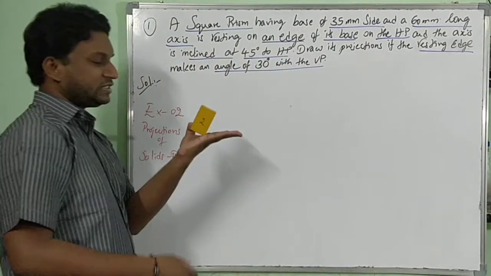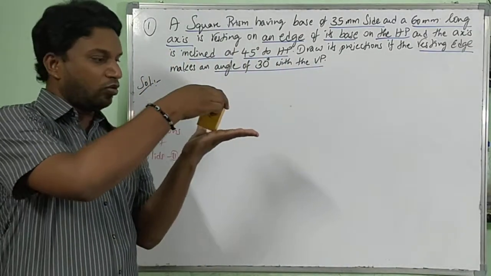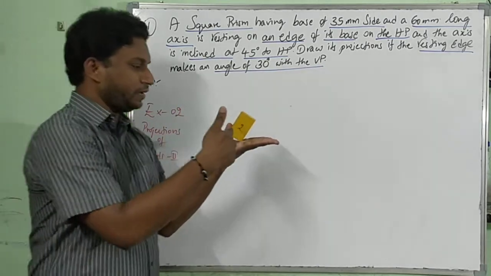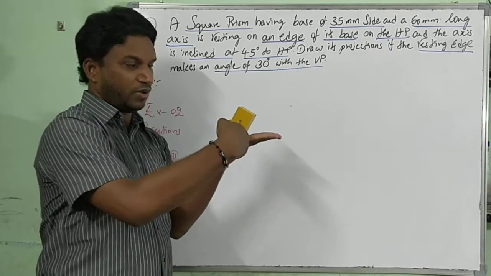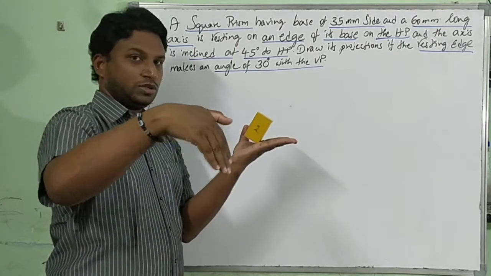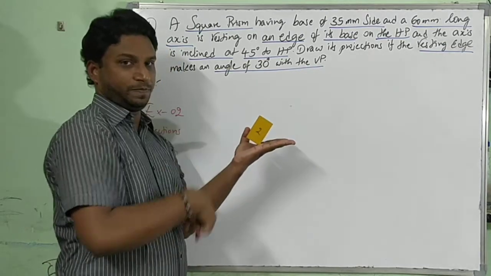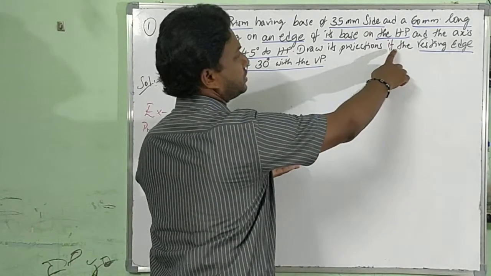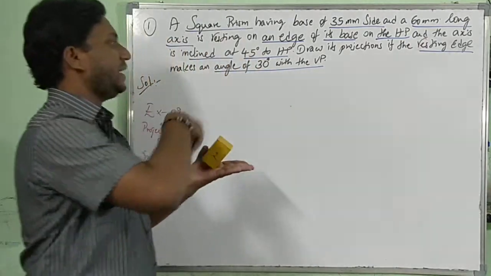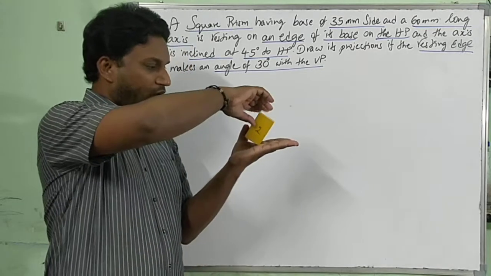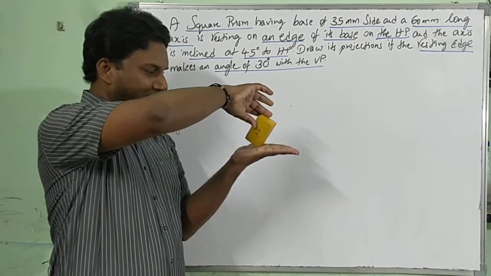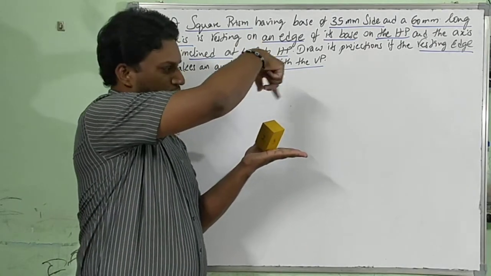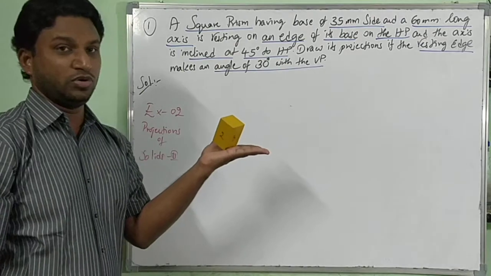Resting edge. What is the resting edge? One edge. Now, whatever position I am showing you, the resting edge is here, like this, vertical towards you. That means 90 degrees with the VP. But he is asking, draw the projections if the resting edge makes an angle of 30 degrees with the VP. Whatever the resting edge is there, I am rotating it in the clockwise direction such that from the top view, you can see this edge at 30 degrees with respect to VP.